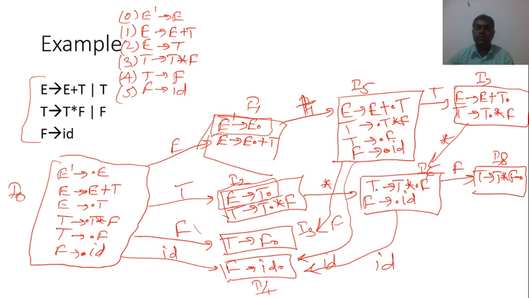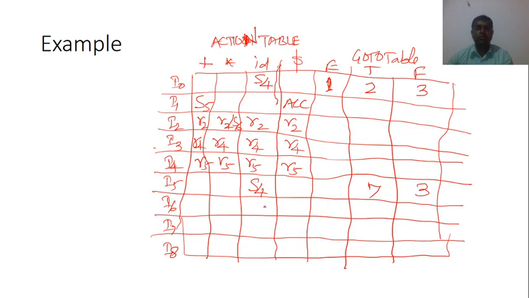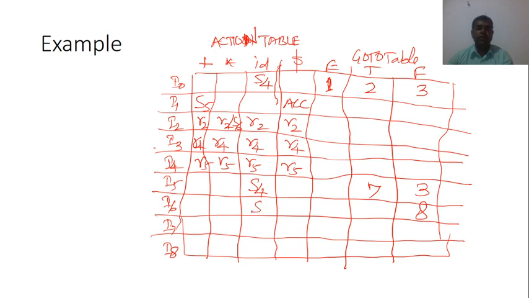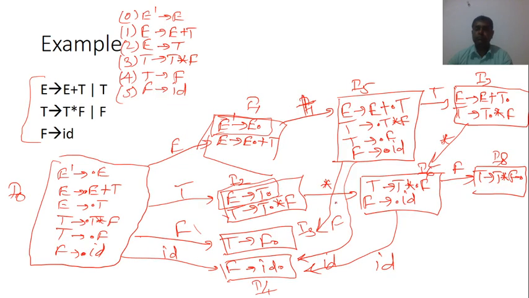Now go to I6. When I read here F, what am I getting? I8. That means I6 row F column 8. When I read here ID in this production, what am I getting? I4. I6 row ID column S4. I6 has been completed. Now go to I7.